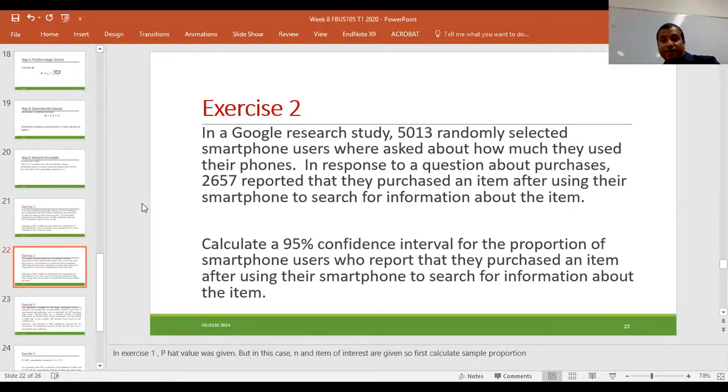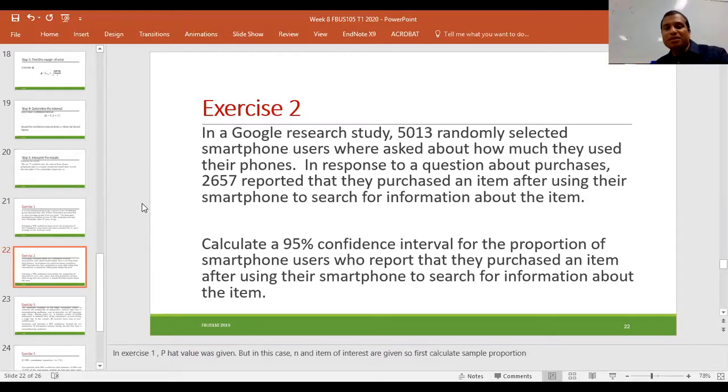In a Google research study, 5,013 randomly selected smartphone users were asked about how much they use their phones. In response to a question about purchases, 2,657 reported that they purchased an item after using their smartphone to search for information about that item. You know, this is the general habit we have, right?